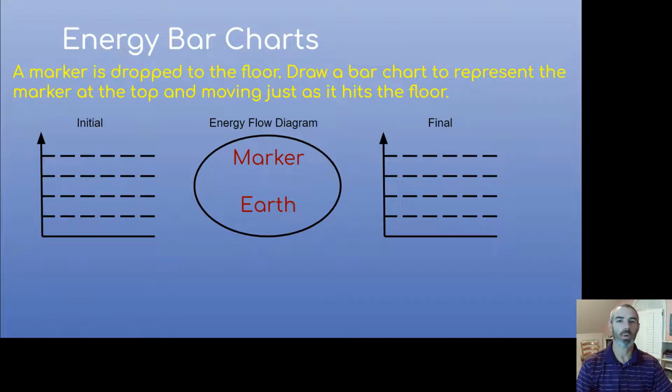So now let's ask the three questions. Is anything moving? No. Is there a spring? No. Is there anything that has a height greater than 0? Well, yes, the marker. So then we have the gravitational potential energy in the initial situation.